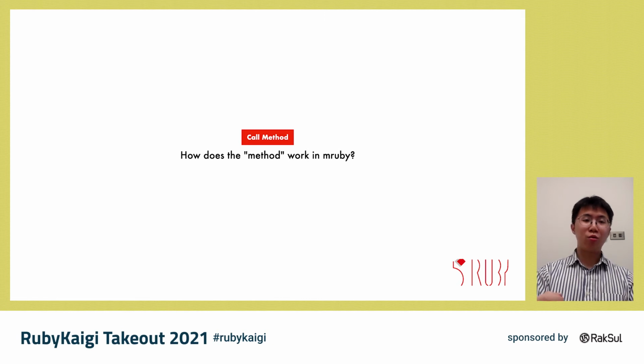So the next one is called Meso. We have two ways to call Meso. The first way is to define a method inside Ruby and call it. Another way is to define a method in C and call a C method.